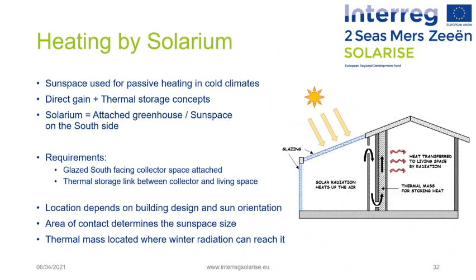Finally, sun spaces are essentially used for passive heating in cold climates. This approach integrates the direct gain and thermal storage concept. Solar radiation emitted directly into the sun space heats up the air, which by convection and conduction through the mass wall reach the living space.